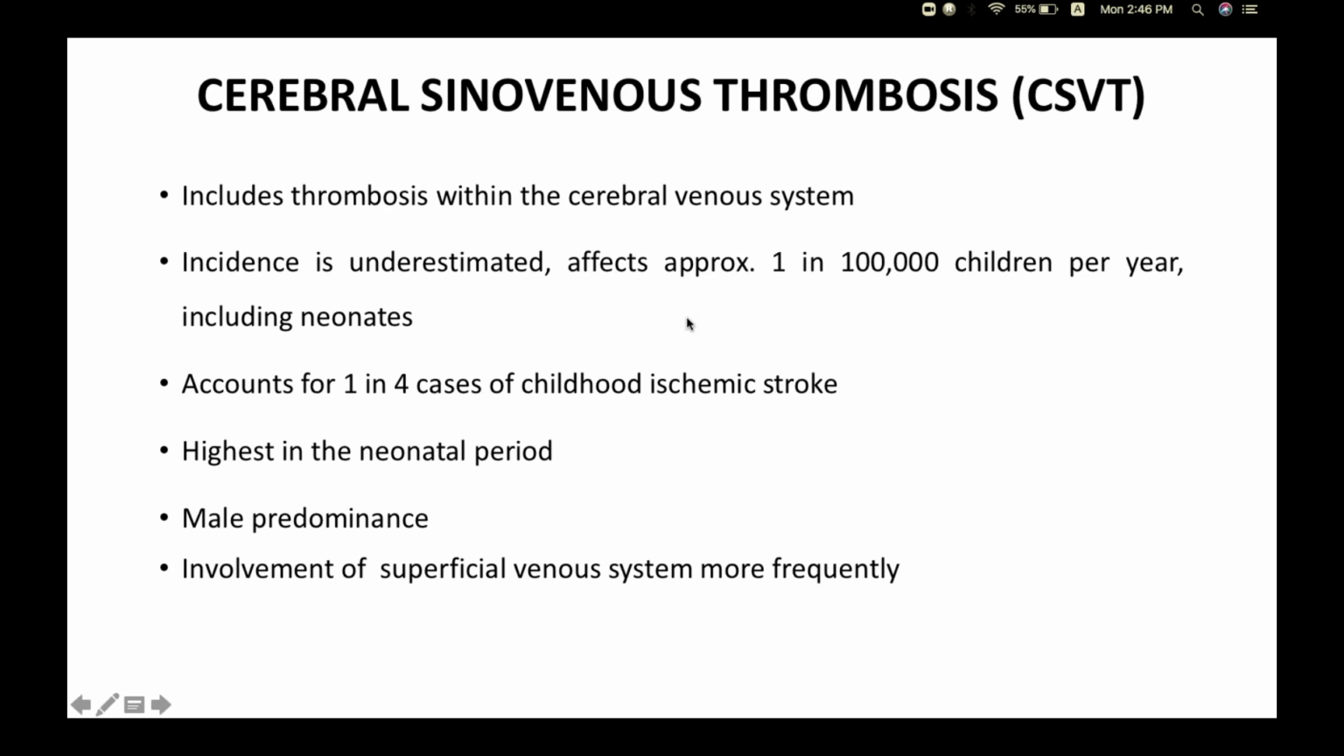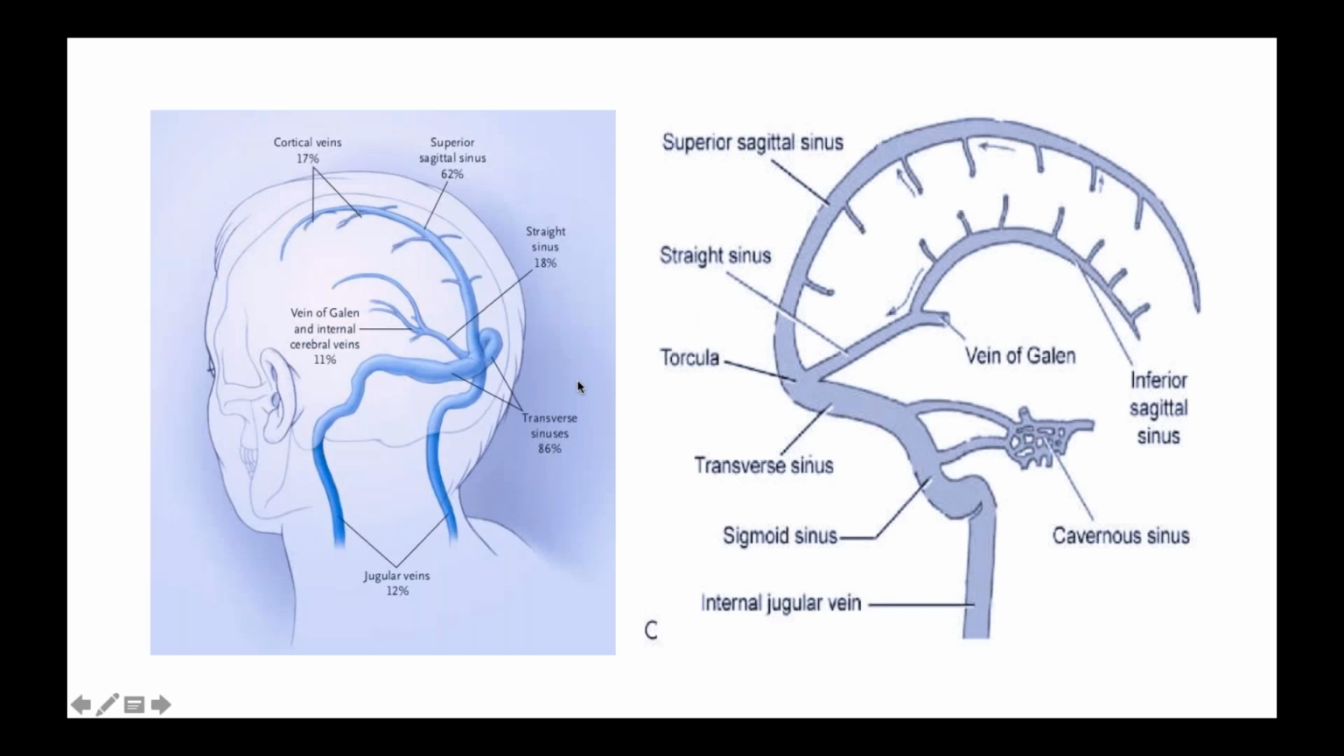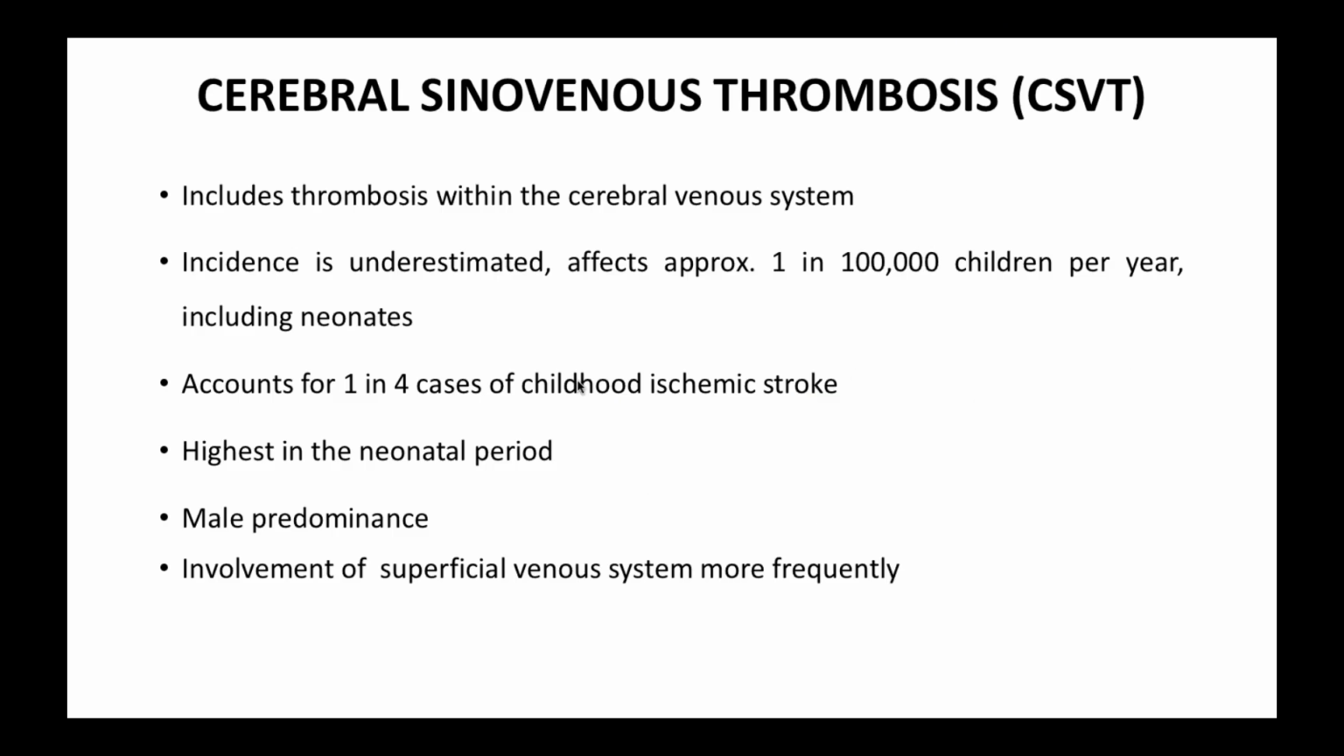And this is also highest during the neonatal period. Again, there is a male predominance. And please remember that superficial venous system is affected more commonly. Okay, this is less common in adults. This is more common in children.